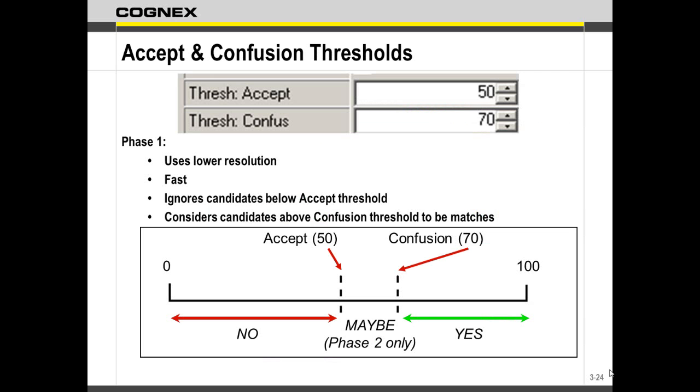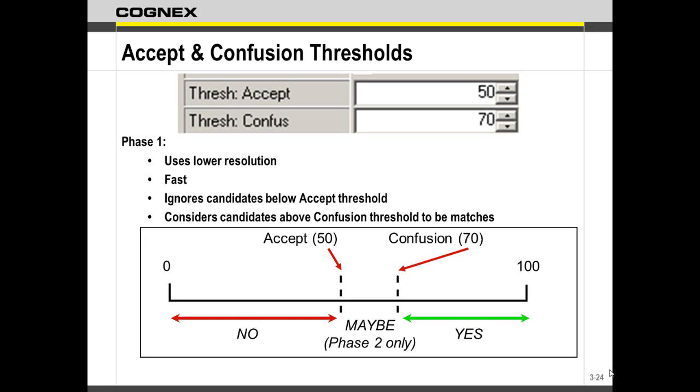Now, we have accept and confusion thresholds. Okay, so let me confuse you with it. We really have 2 phases whenever you define patterns. It goes through the first phase. In the first phase, it uses half-res, so it's using a partial image sitting inside the camera. You don't have to think about it. It does it by default. And then it quickly tries to find any potential candidates that match what you have trained. If they are below the accept threshold, they're thrown out. If they're above the threshold, they're held on.